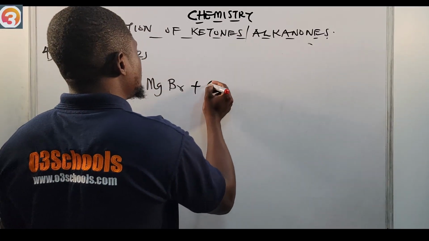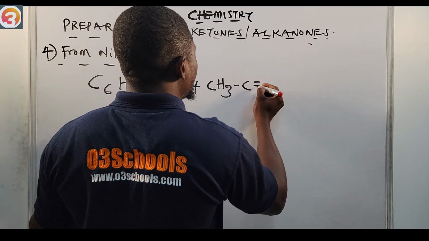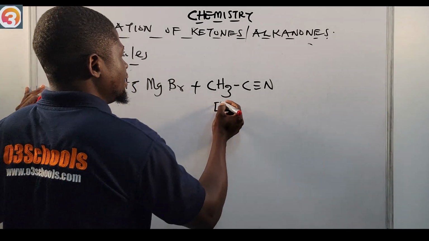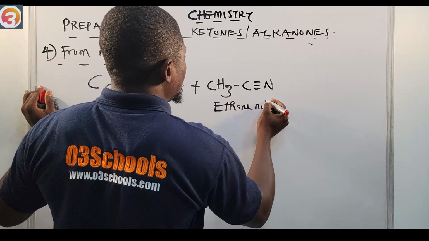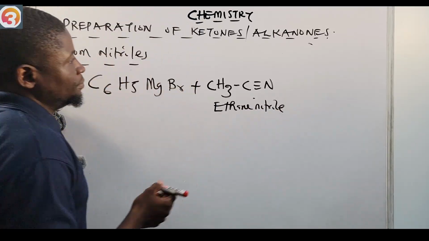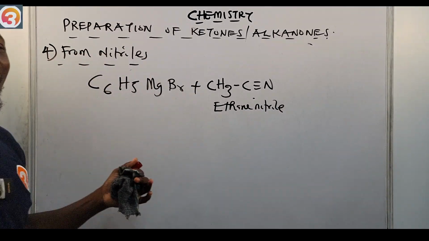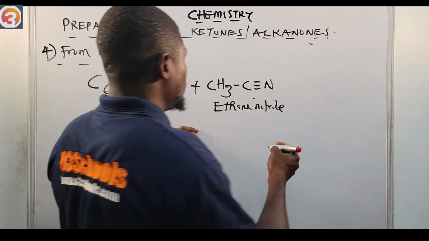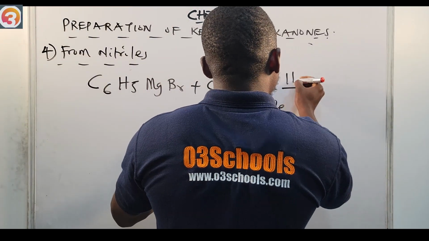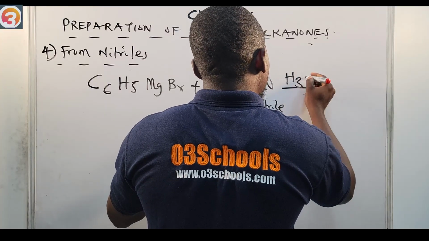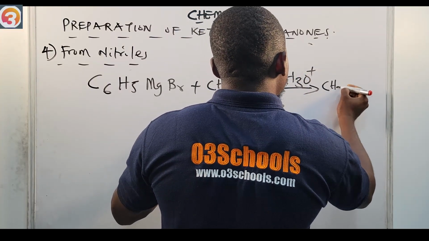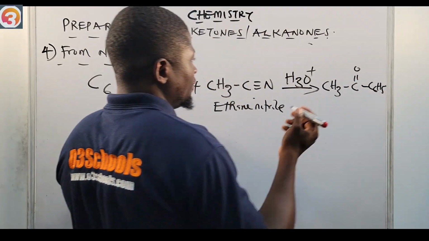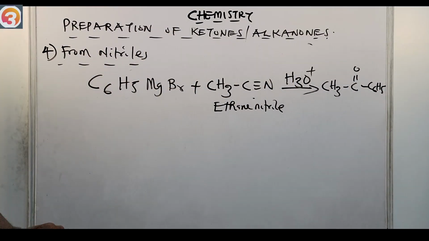Then of course, plus CH3 C triple bonded to N. This is our ethane nitrile. Now, the product of this reaction is going to be a ketone. So I'm going to have this in the presence of hydronium ion. I'm going to have CH3, C double bonded to O, C6H5. So definitely this is a ketone. All right, so that is that for that.